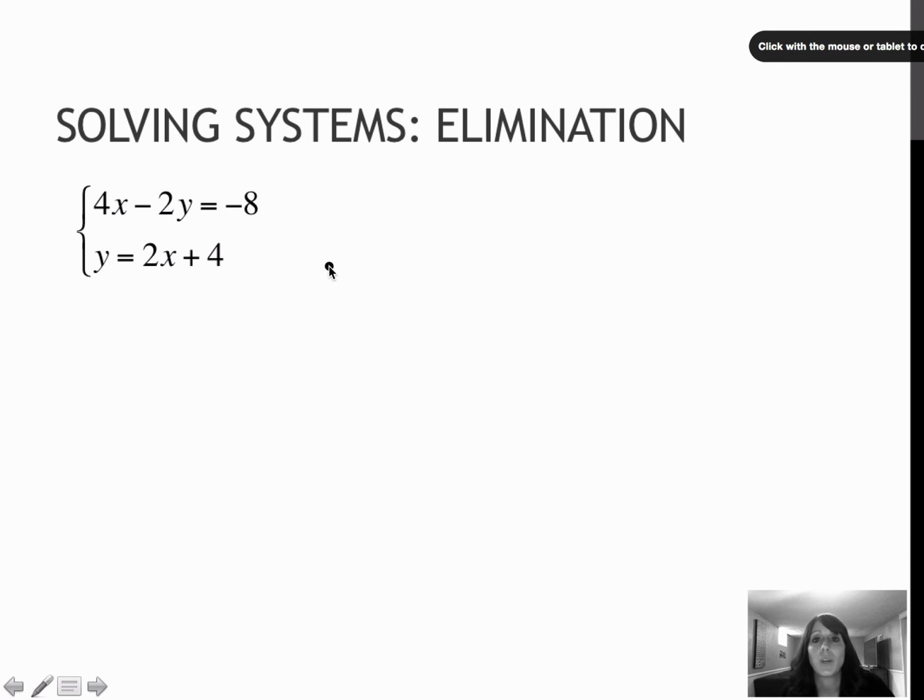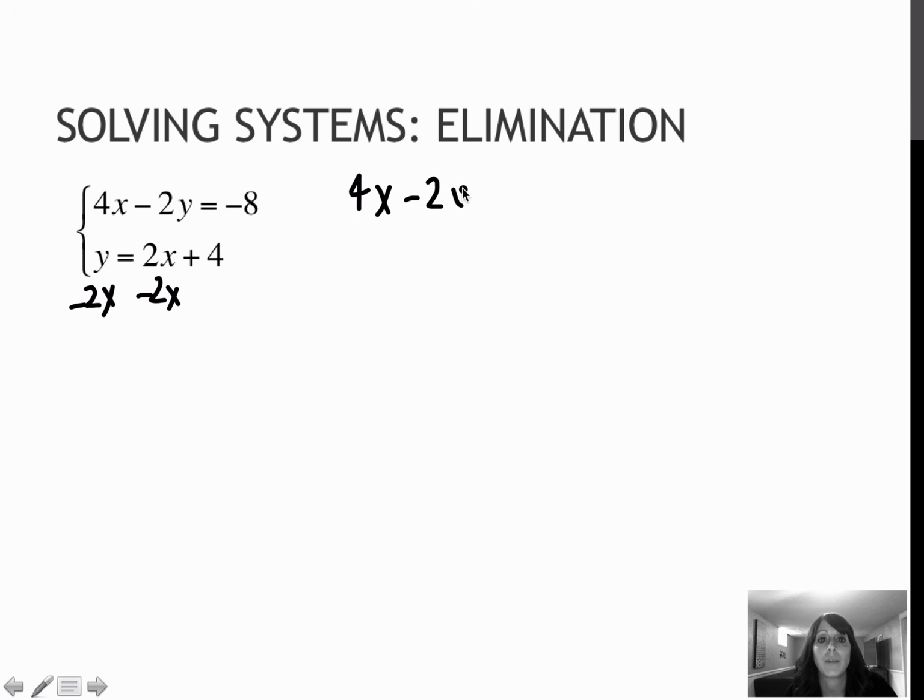This system of equations is not set up well for elimination because they are not in the same form. So I'm going to go ahead and rearrange this equation to put them in the same form first. So I have 4x minus 2y equals negative 8, and I have negative 2x plus y, because I've now moved the 2x to the left, equals 4. I still don't have two numbers that are the same number opposite sign.